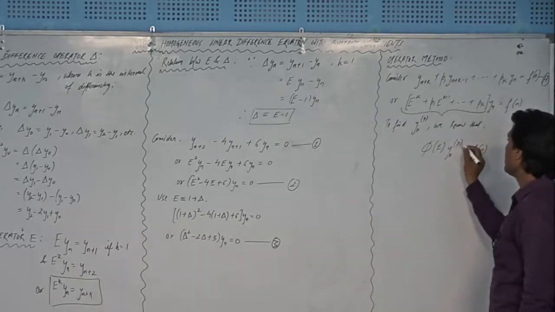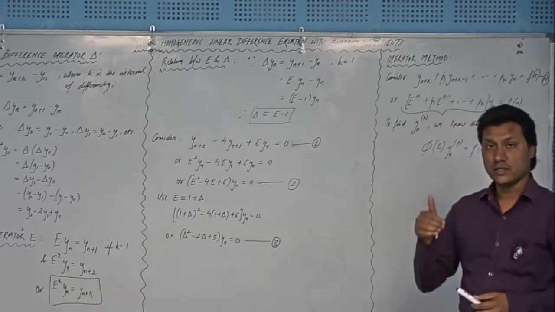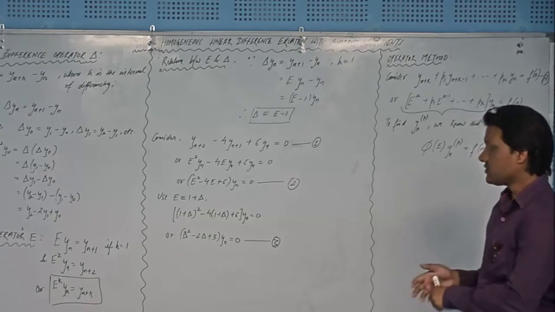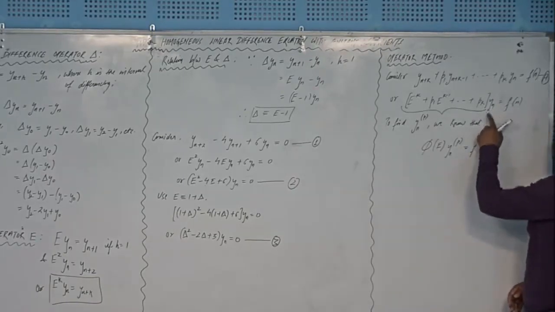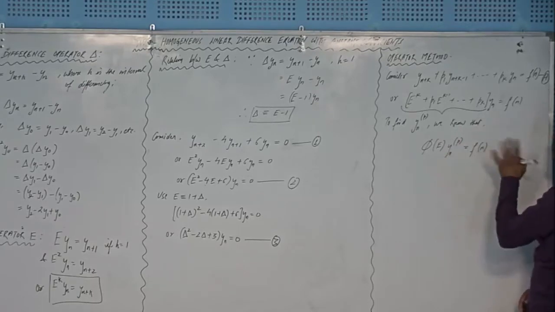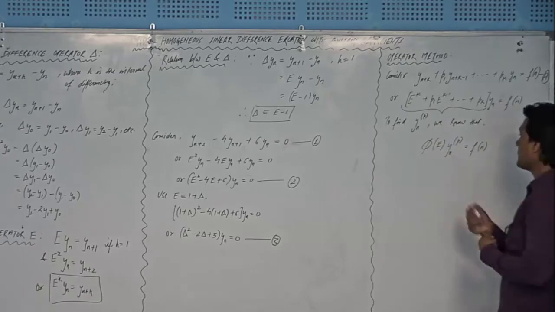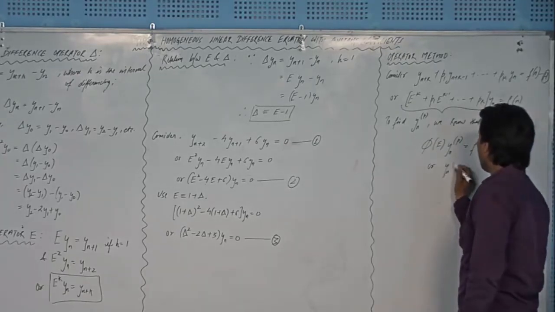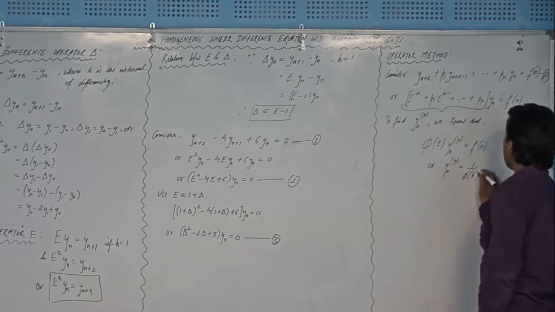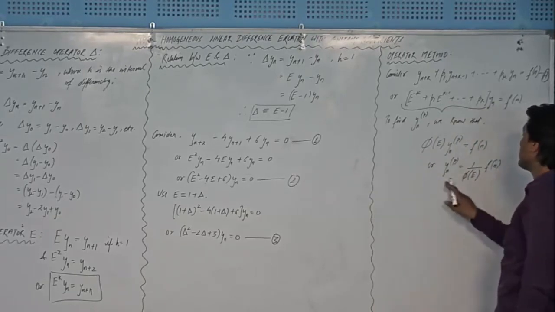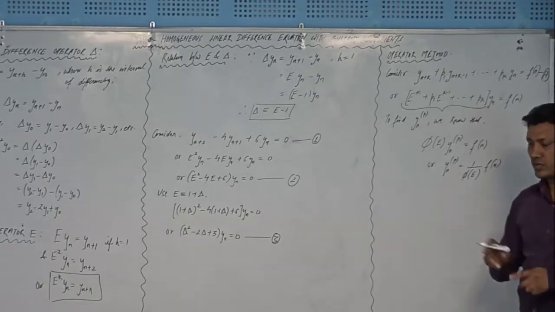Because ynp is the particular solution of this difference equation, and the particular solution when substituted in the difference equation gives left hand side equal to right hand side. So that's why I have replaced this yn by ynp, and this phi is this thing. So in order to find this ynp, I can take phi here: ynp equals 1 over phi(E) fn.